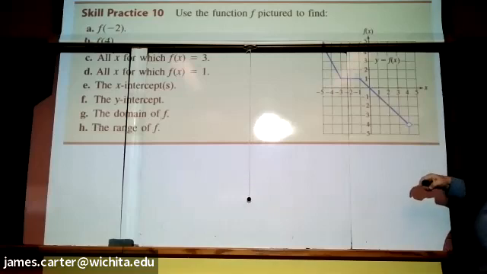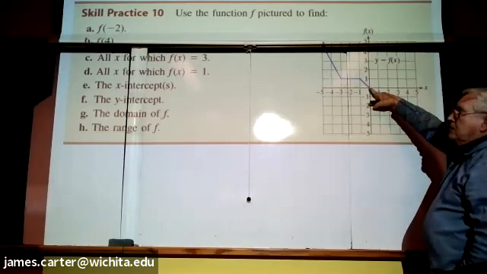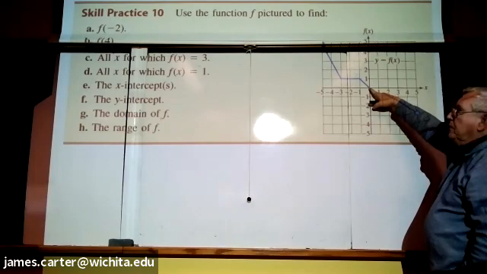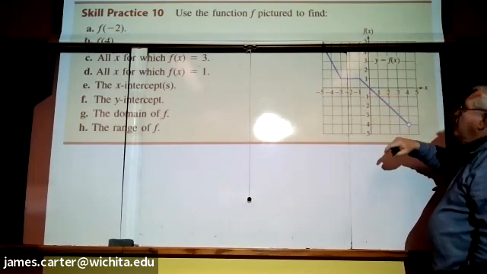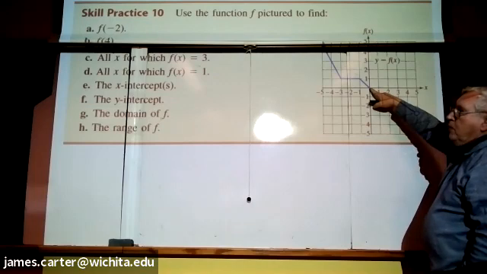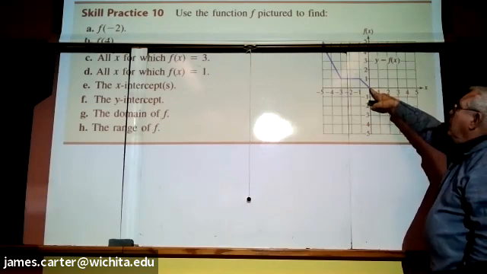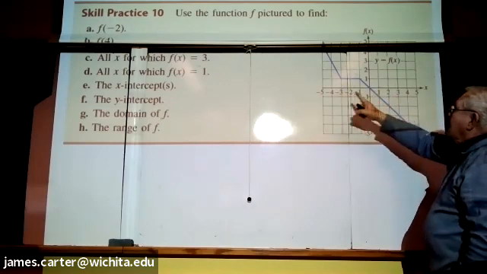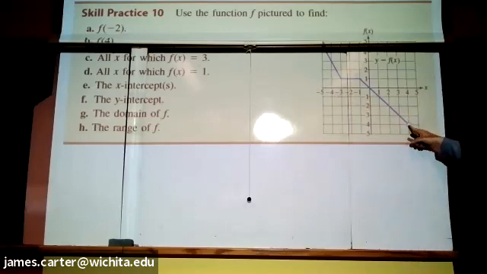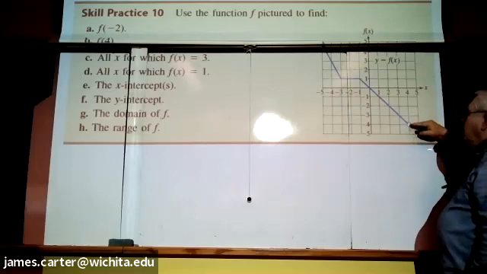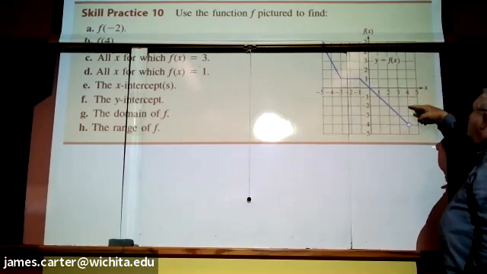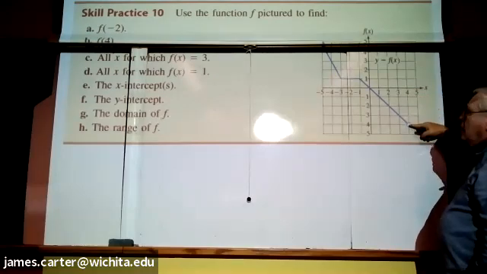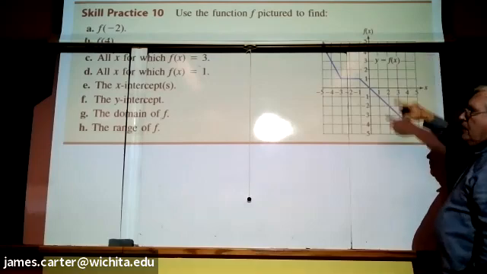The x-intercept is (0, 0). The y-intercept is also the point (0, 0). The domain is negative infinity to 4, non-inclusive, a parenthesis. The range is -4 non-inclusive to infinity.